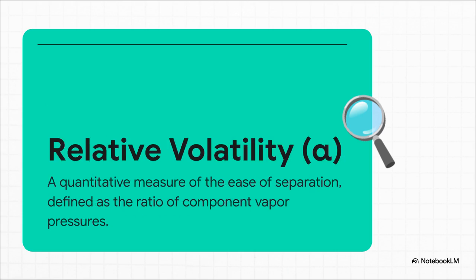And what gives that VLE curve its shape? Well, that's where relative volatility, or alpha, comes in. Alpha is the number that really controls the size of that gap we just talked about. It's the key parameter that tells you, just by looking at the graph, how easy or how painfully difficult this separation is going to be.